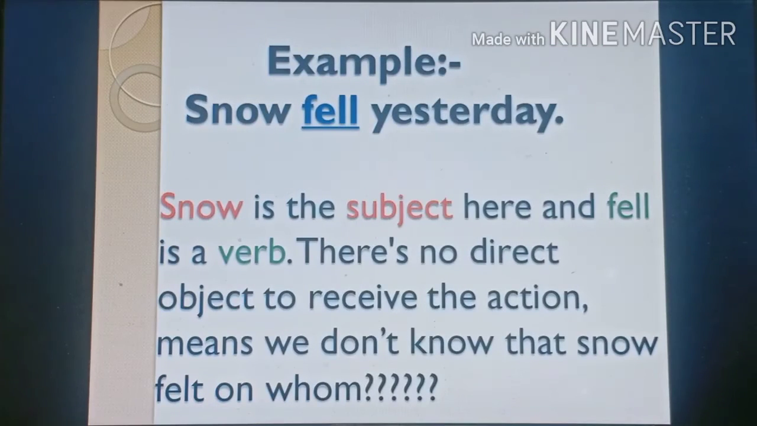Let's have a look at this example. Snow fell yesterday. Snow is the subject over here and fell is the verb. There's no direct object to receive the action. Means that we don't know on whom the snow fell. There is nothing like a W question which is answered by the statement. So in this case the object is absent. So this is known as an intransitive verb.